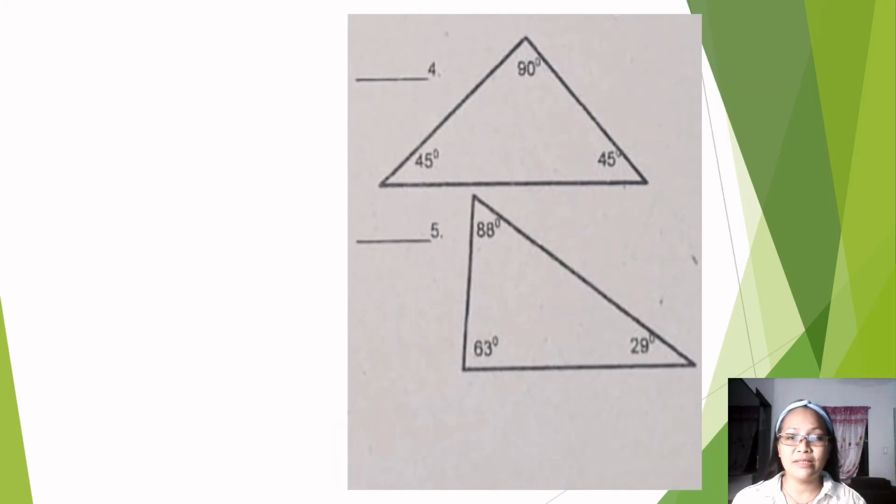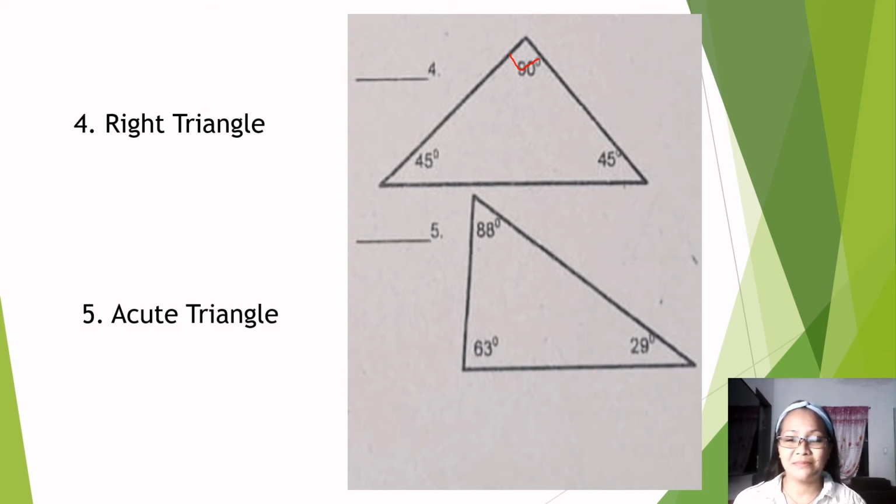Number 4, so we have here 45 degrees, 45 degrees, and of course, we have the 90 degrees angle. And as we mentioned, if one of the angles is 90 degrees, then it is a right triangle. Therefore, number 4 is a right triangle. And for number 5, we have 88 degrees, 63 degrees, and 29 degrees. So all the angles are acute, therefore it is an acute triangle.